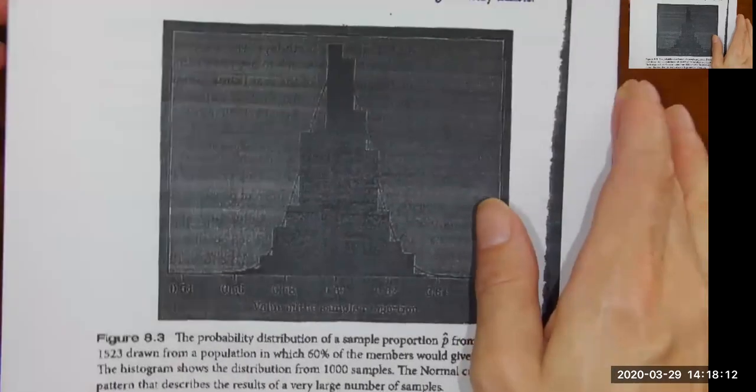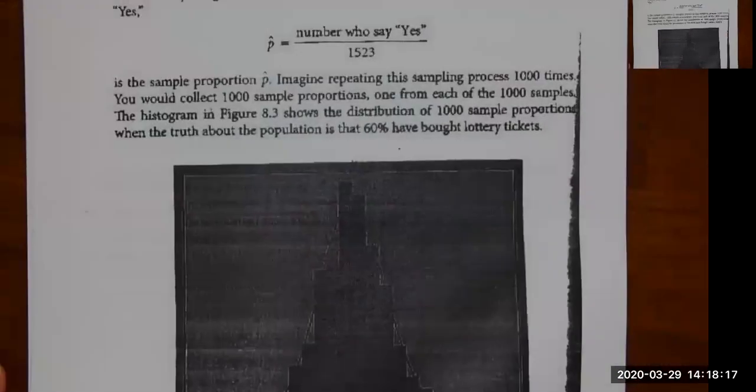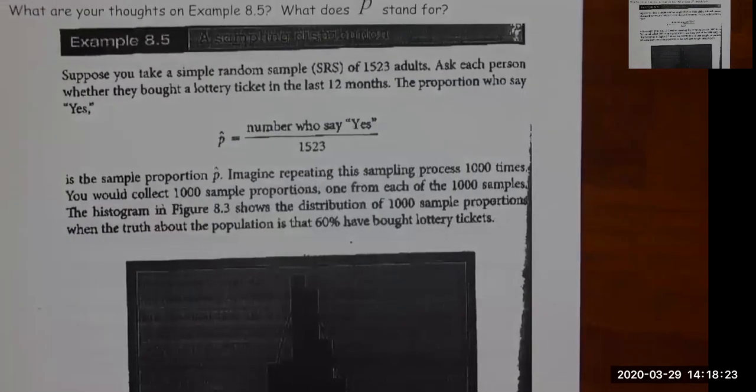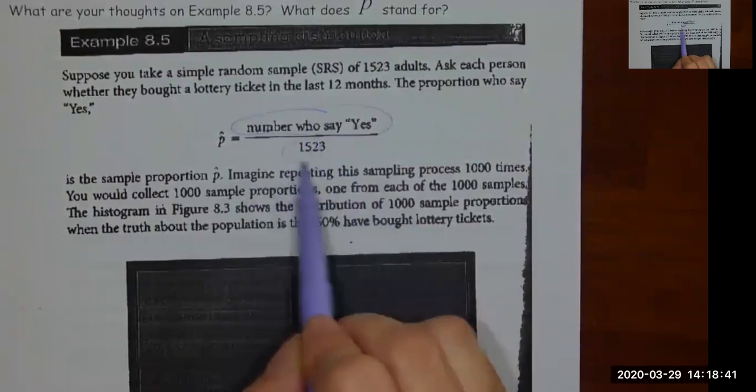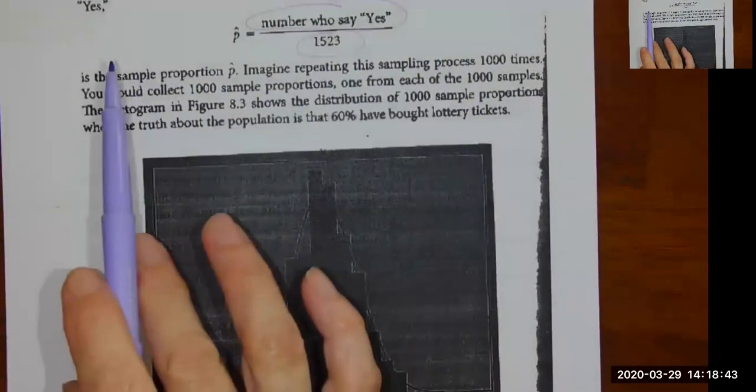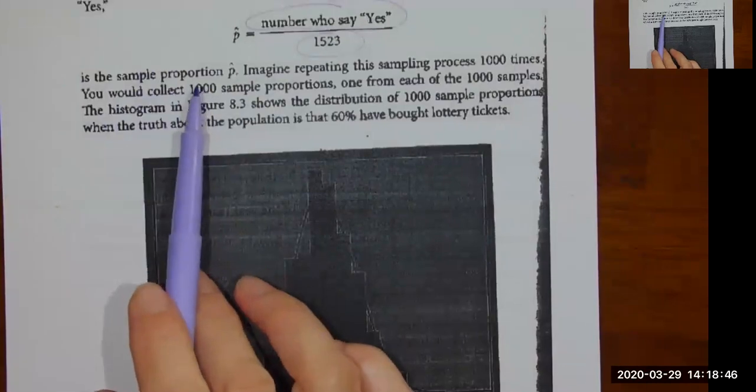Okay, so let's look at our one example. I don't think there's actually a homework assignment over this. We're just going to look. Well, there's one little page. Suppose, and again, I just want to reiterate what p-hat means. Suppose you take a simple random sample of 1,523 adults. Ask each person whether they bought a lottery ticket in the last 12 months. So again, this is a real sample. P-hat comes from a real sample, and it's the amount that gave you the answer you were asking about over the total. The proportion who say yes is the sample proportion p-hat.